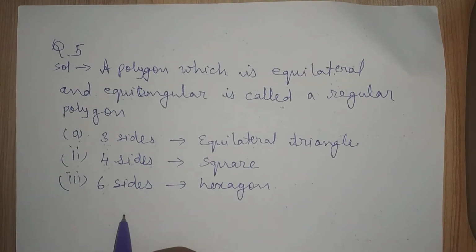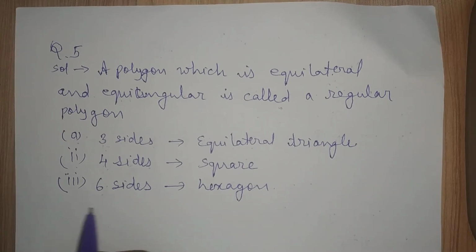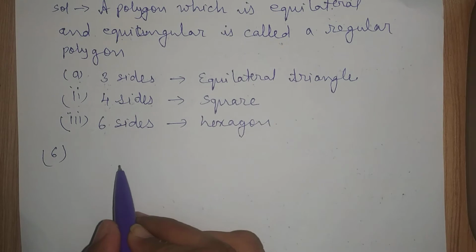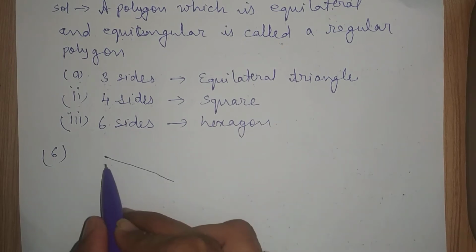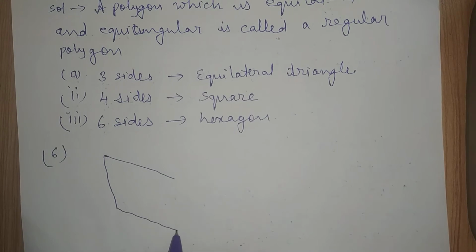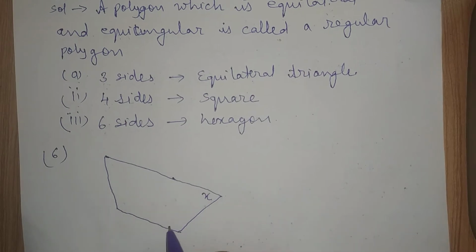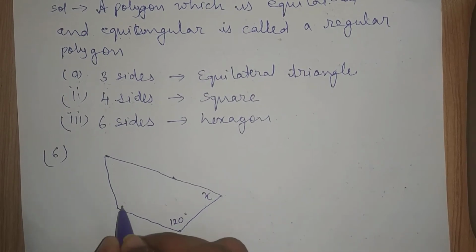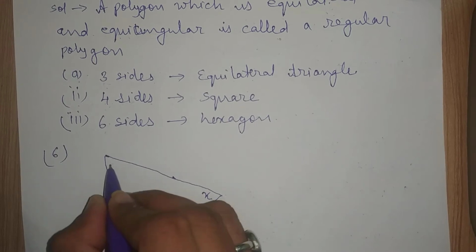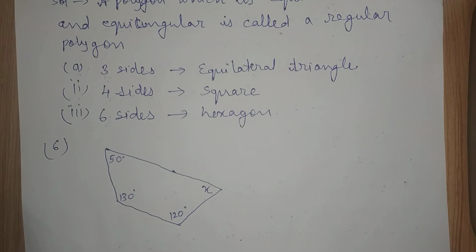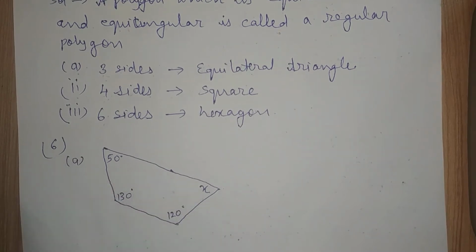Question number 6. Find the angle measure x in the following figures. The figure is like this. X, 120 degree, 130 degree, 50 degree. If we see the figure, it is a quadrilateral. So sum of the angles of a quadrilateral is 360 degree.